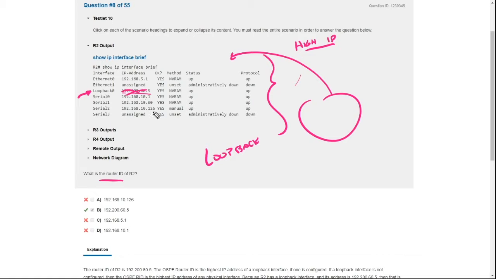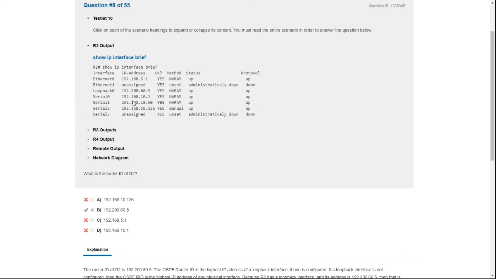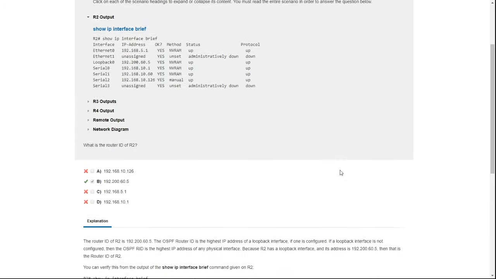So it'll look and go, okay, that would be the router ID if there was no loopback. But as soon as you introduce a loopback, the loopback will automatically become the router ID for the OSPF router. Good? And if you have multiple loopback interfaces, it'll be the highest loopback IP address. Good. Okay, here we go.